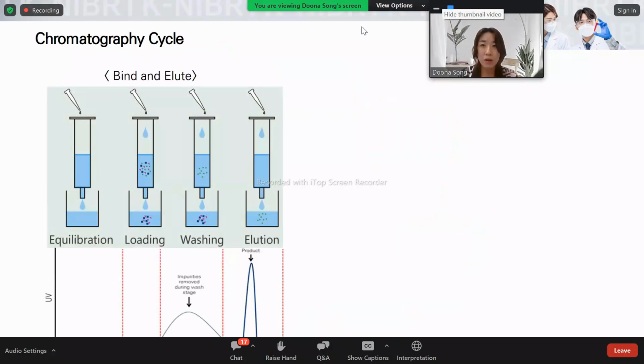There are two modes for a chromatography cycle, bind and elute, and flow-through. In bind and elute chromatography, the product of interest initially binds to the resin. During the washing step, only impurities flow out, and the product elutes during the elution step.